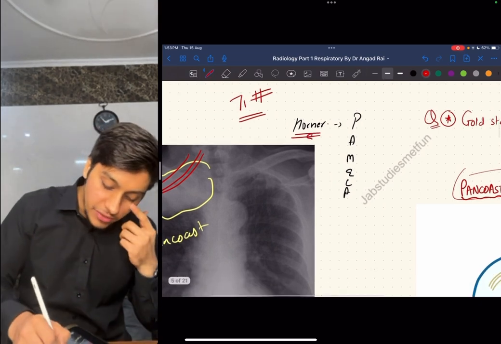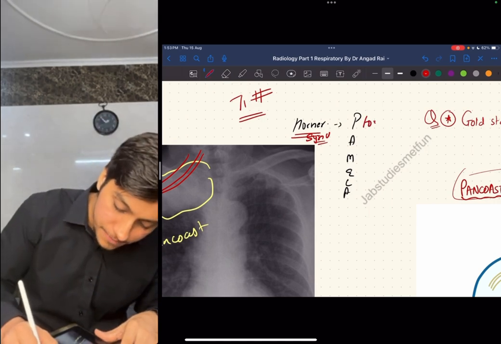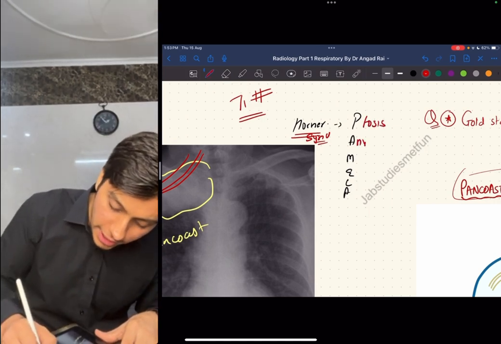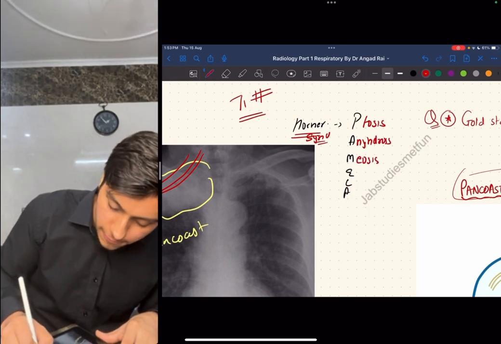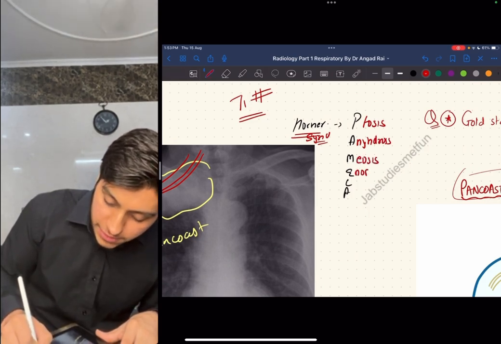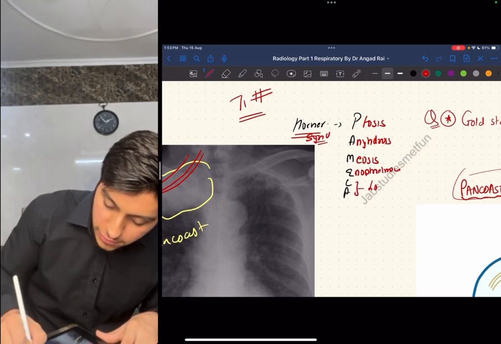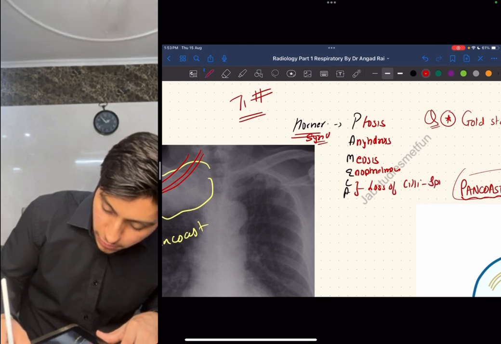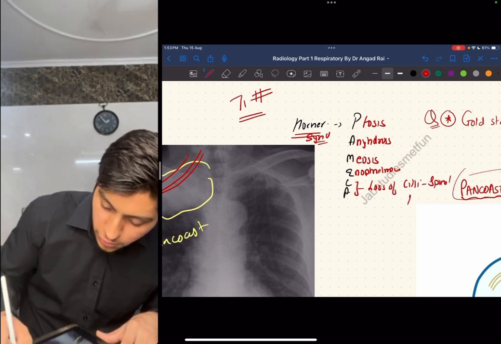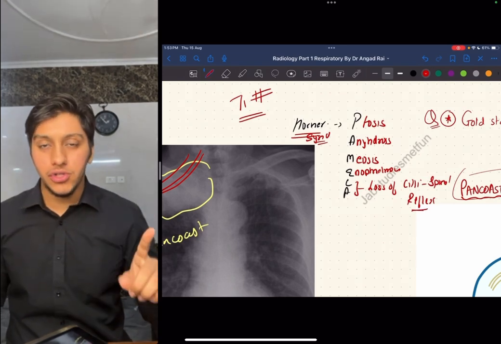So for Horner syndrome, which is seen in Pancoast, what will be the PAMELA which will be there? P stands for ptosis, A stands for anhidrosis, M stands for miosis, E stands for enophthalmos, and LA stands for loss of ciliospinal reflex.